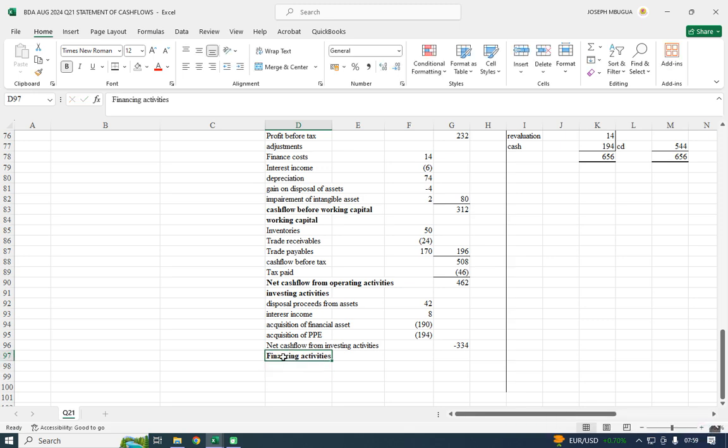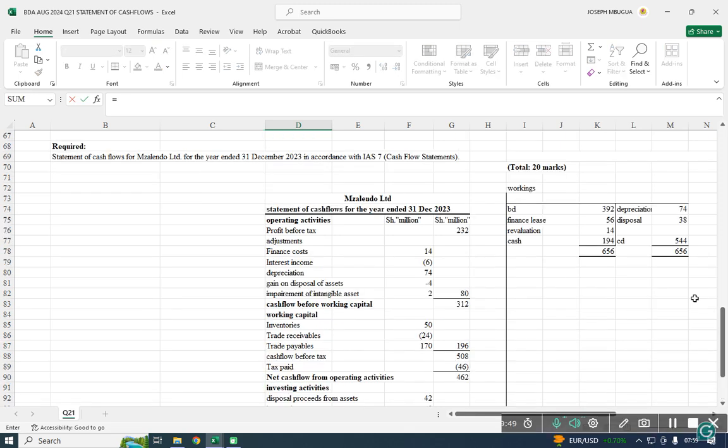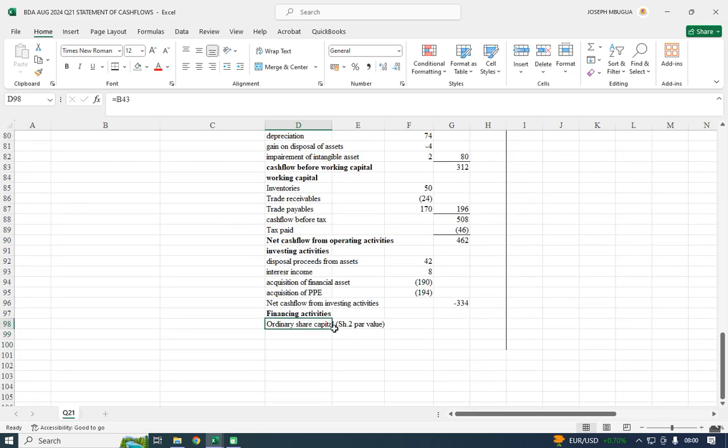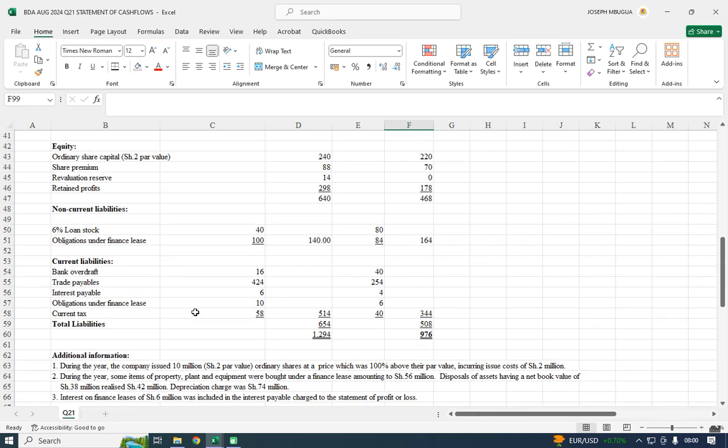So here we deal with issue of shares and the rest. So here we shall look at the ordinary shares and share premium. When we look at the ordinary, we are told during the year the company issued 10 million 2 shillings per ordinary share at a price which was 100% above their par value, incurring a cost of 2 million. So there was an issue cost of 2 million.